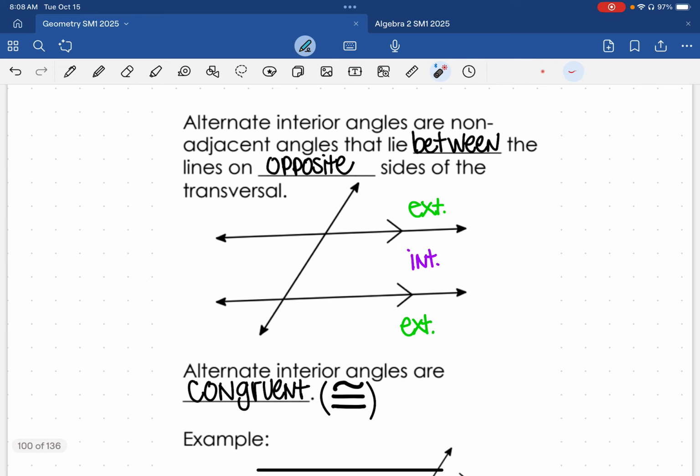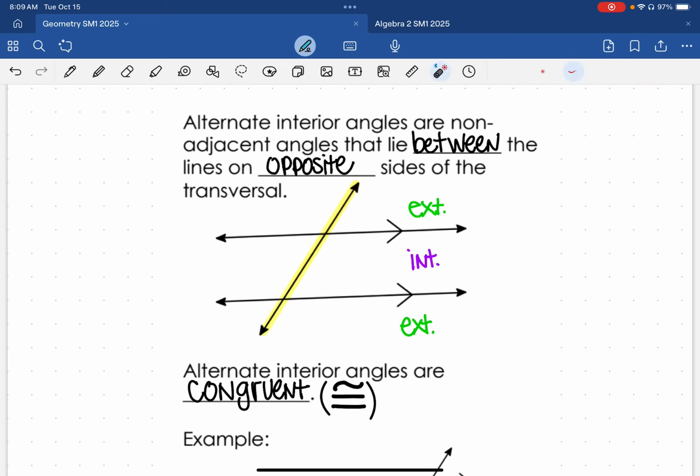All right. Alternate interior angles are non-adjacent angles. Notice they're not going to touch each other, non-adjacent, that lie between the lines on opposite sides of the transversal. What does that mean? Well, let's start by highlighting our transversal.